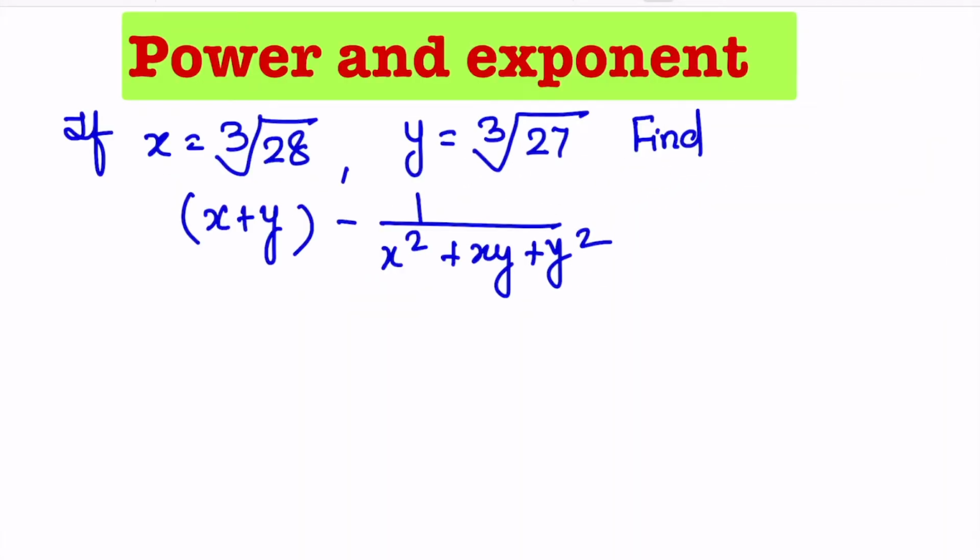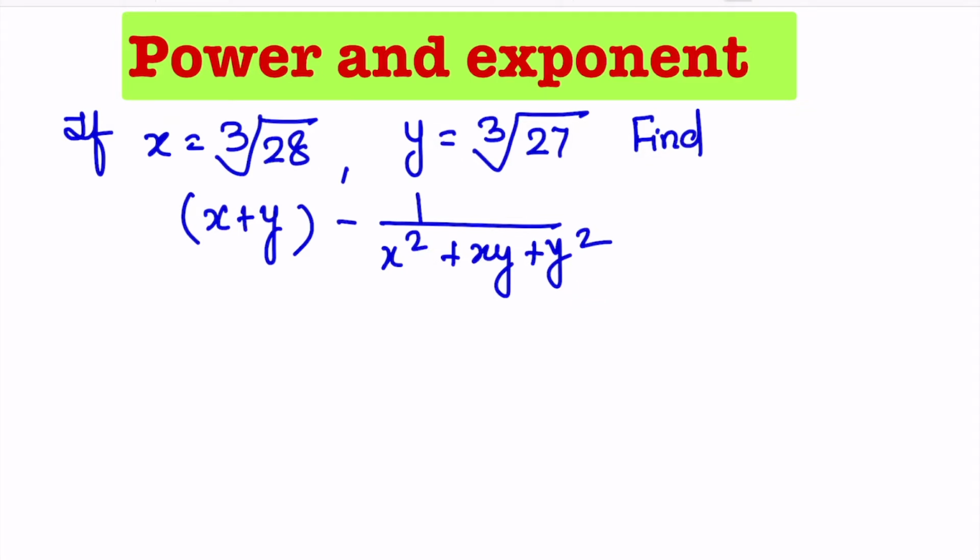Welcome to Intellectual. In this tutorial, we are going to solve this question. If x is equal to cube root of 28 and y is cube root of 27, then we have to find out the value of x plus y minus 1 upon x square plus xy plus y square.